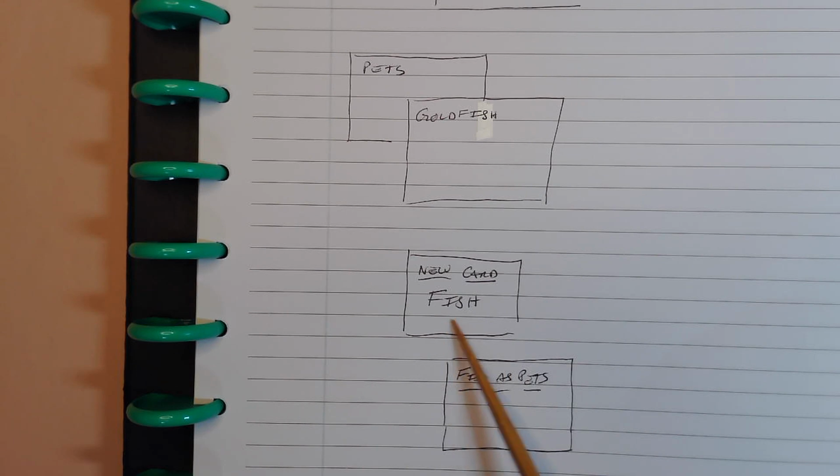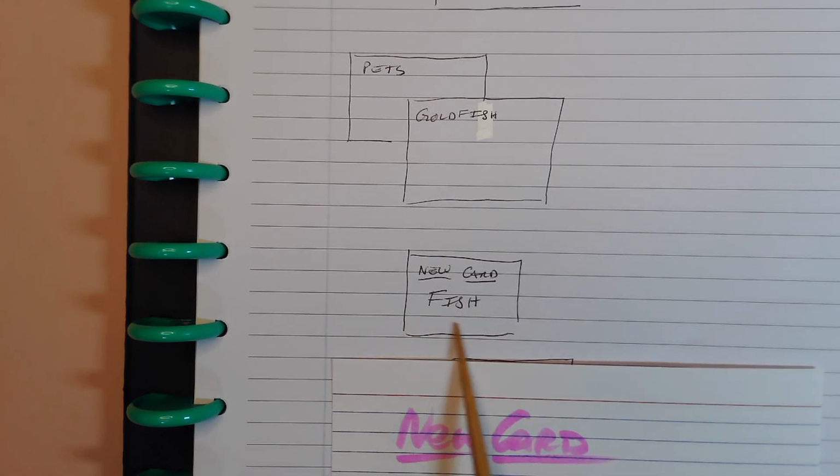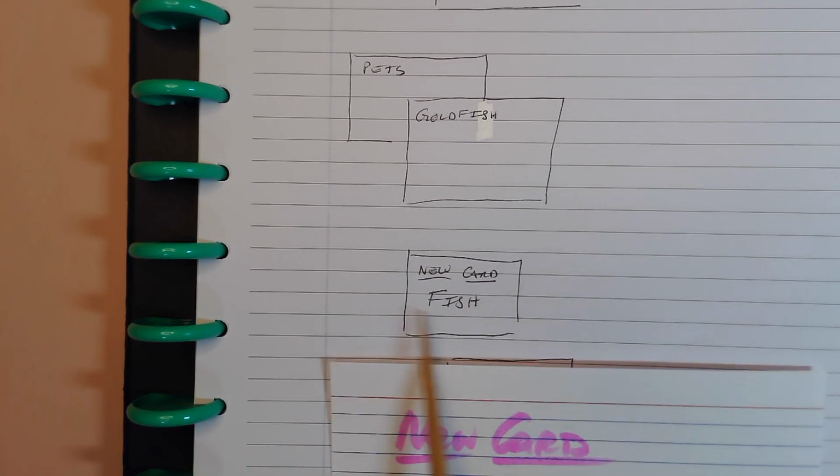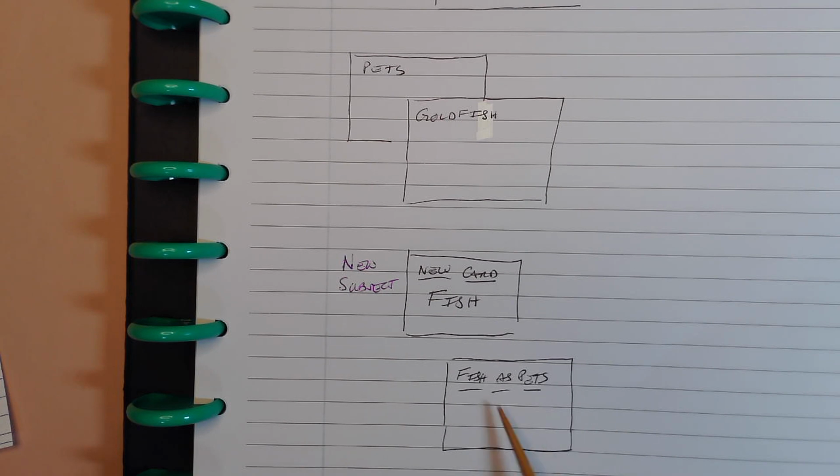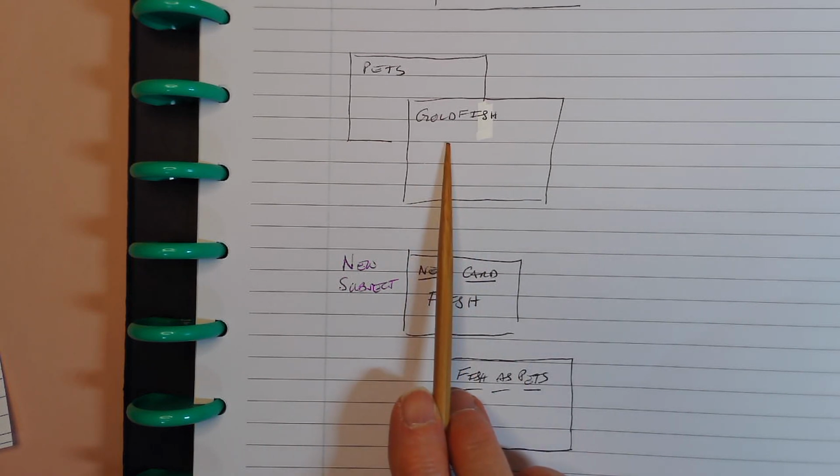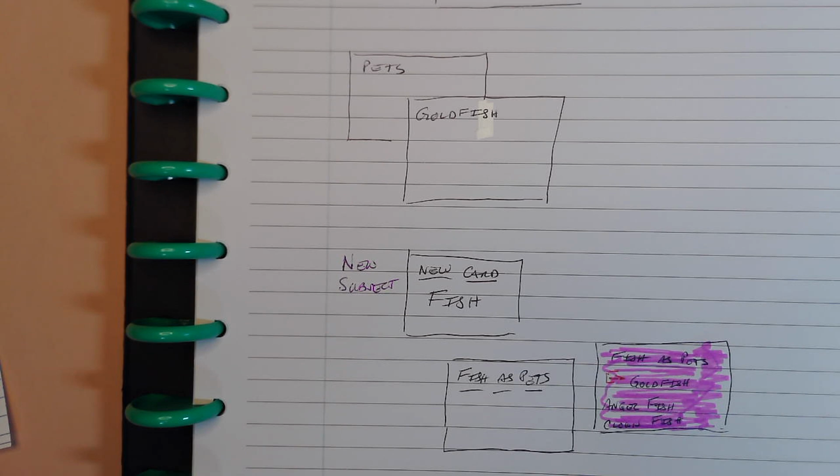Well, here we could set our new card of fish, set this up as a new subject. Then under that, we could build a card for fish as pets, which would be a handy link up to the goldfish.